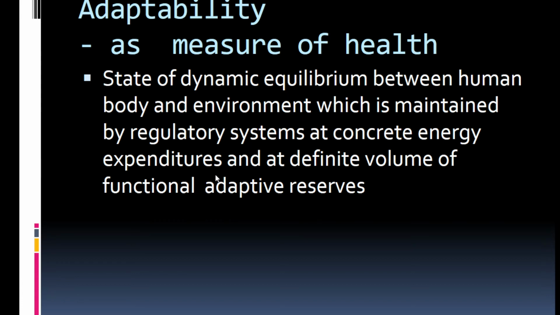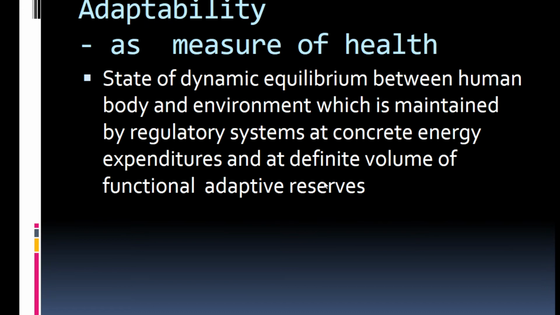So adaptability can be a measure of health, because if we have high adaptability, it means that we have good quality of our health. Adaptability as a measure of health is a state of dynamic equilibrium between the human body and environment, which is maintained by regulatory systems at concrete energy expenditure and at a definite volume of functional adaptive reserve.